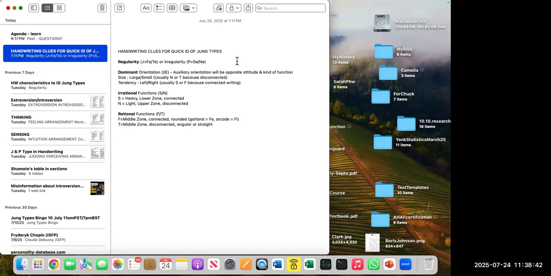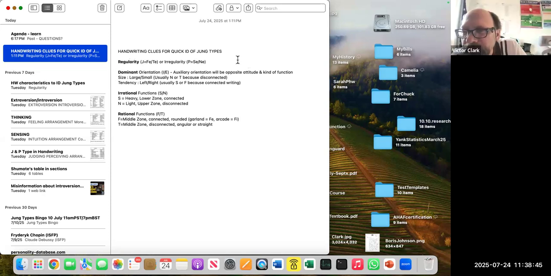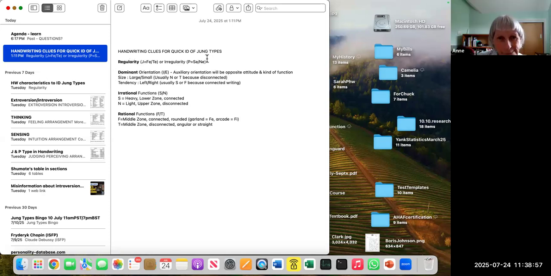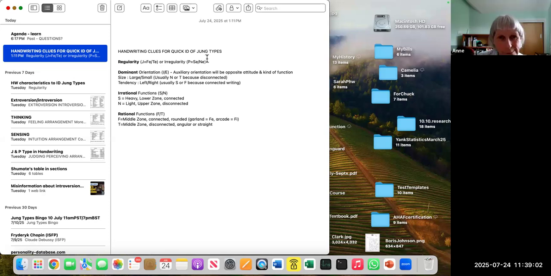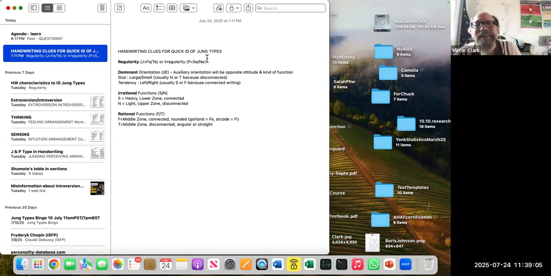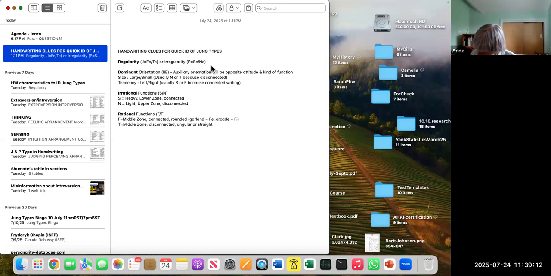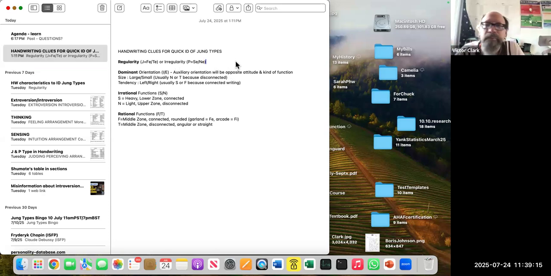Irregularity is a little bit more difficult. Let me put it this way: irregularity can look regular, so it is sometimes a little difficult. You might need more handwriting, or it might be puzzling. And there are different ways of really grasping that irregularity. We'll look at some specific samples.